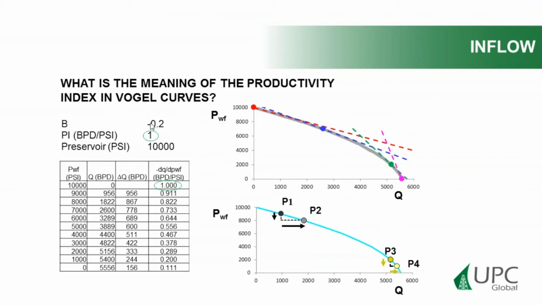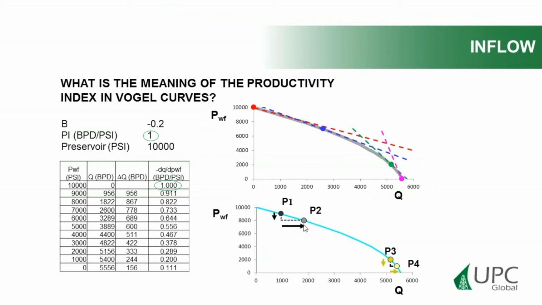Using this example, the productivity index, the tangent at this point, is equal to 1. And I am plotting also the tangents at different points. You are going to see how the productivity index, or the slope, the tangent, changes. At the top, the productivity index is 1, but when you go to the absolute optimum flow, the productivity index is 0.11, which is 11% of the original value. So the tangent is changing.